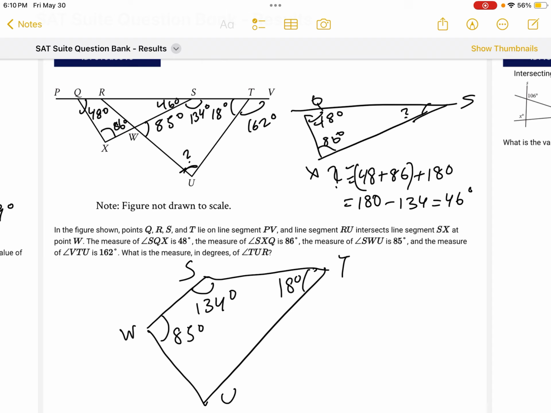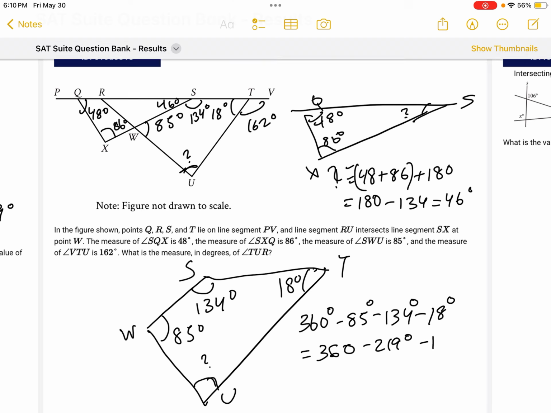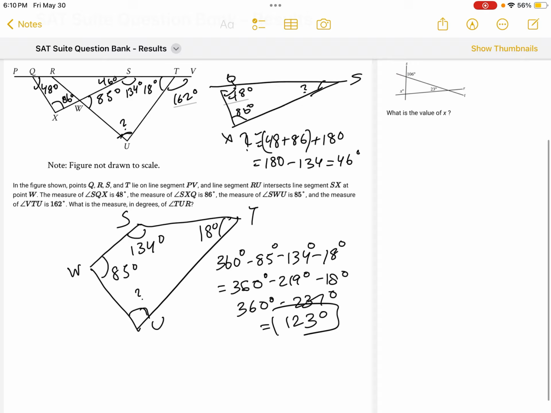Now the sum of the angles in a quadrilateral is 360 degrees, right? So if we want to find what we've been looking for this whole time, angle TUW, or TUR as they say it in the question, both are the same angle, right? We can do 360 minus 85 minus 134 minus 18 to find that angle, right? So we get 360 minus 219 minus 18, 360 degrees minus 237 degrees, or 123 degrees. That is the measure of angle TUR.